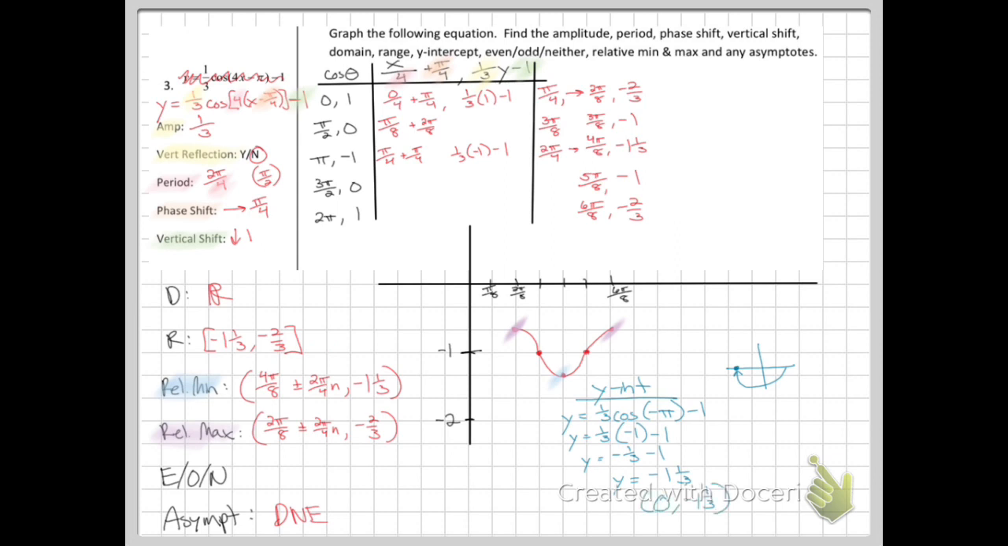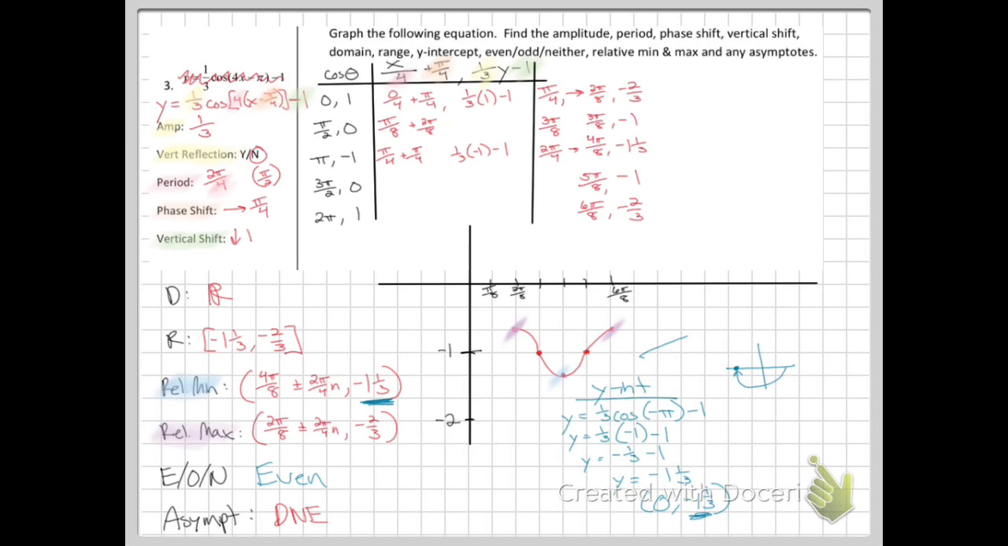But you should notice negative 1 and a third is the same as your minimum value. When a minimum or a maximum lands on the y-axis, that makes it even, because you could fold it perfectly and it would land on itself.